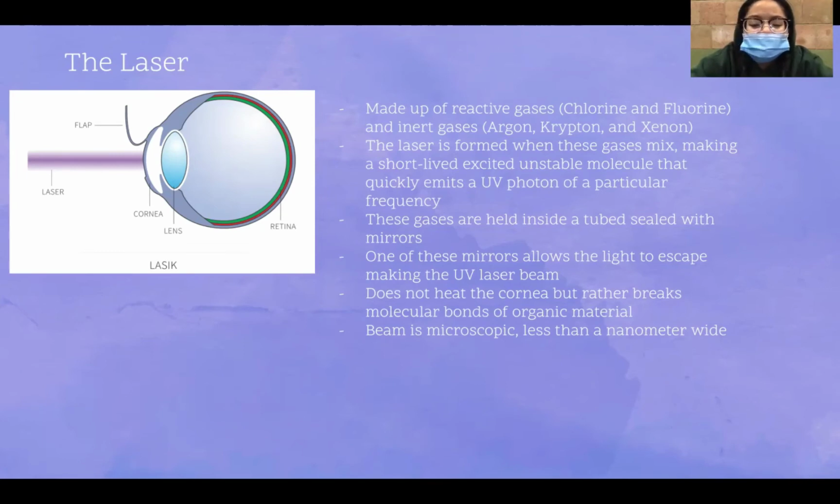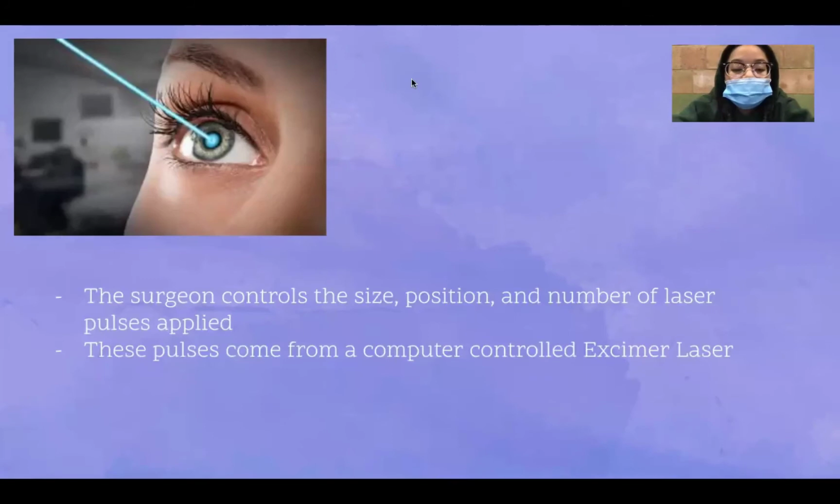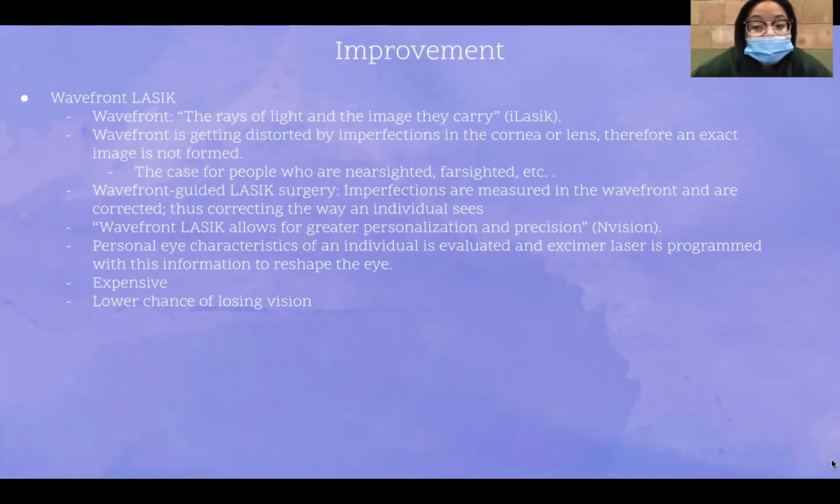But this laser does not heat the cornea, it rather breaks molecular bonds of organic material. The beam is microscopic and less than a nanometer wide. The surgeon controls the size, position, and number of laser pulses applied. These pulses come from a computer-controlled excimer laser, like the one we were talking about before. So some improvements have been made.